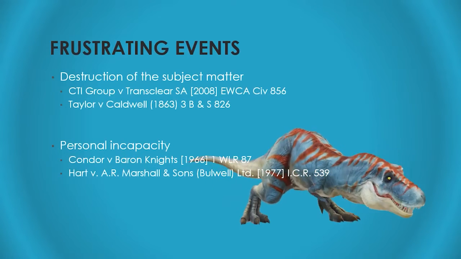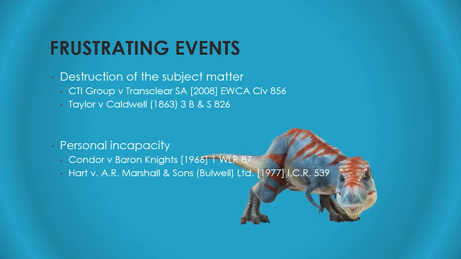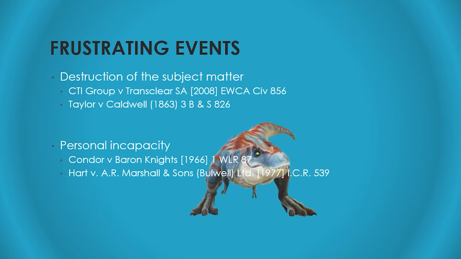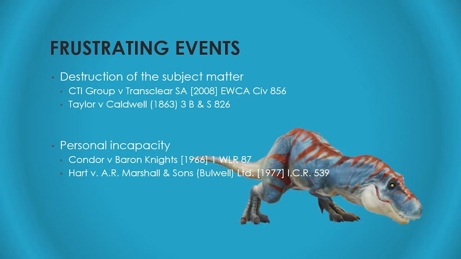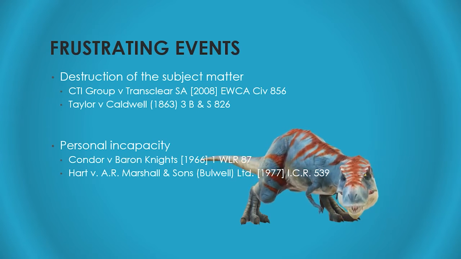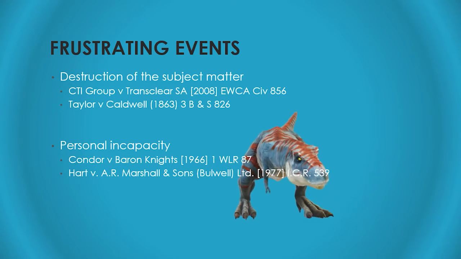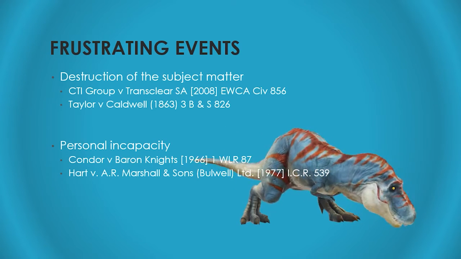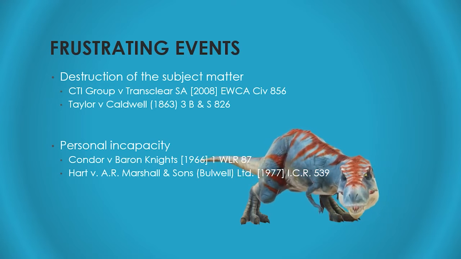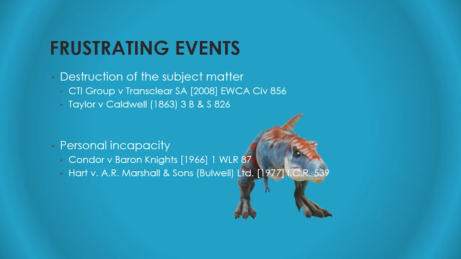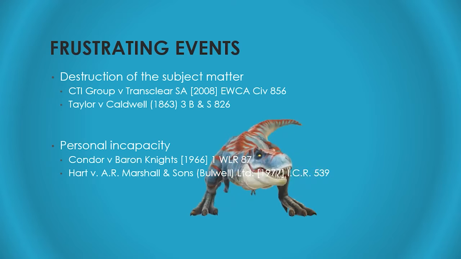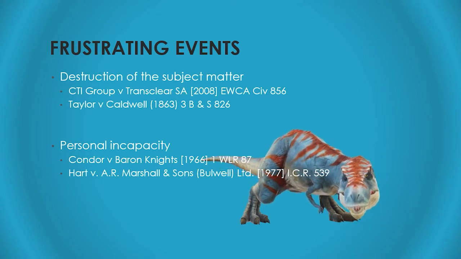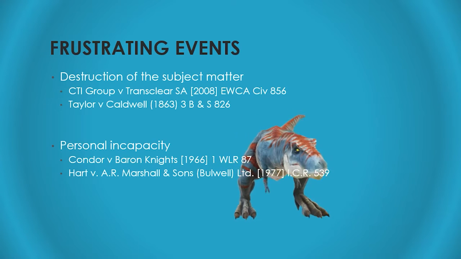Frustrating events. Courts have consistently indicated that the contract will be frustrated only where there is a complete change between what was undertaken in the contract and the circumstances in which it is called upon to be performed. See, for example, CTI Group v. Transclear from 2008. The following types of frustrating events have been noted in the case law: destruction of the subject matter, personal incapacity, non-occurrence of an event or failure of the commercial purpose, effects of war and other government action, and we will now look at them in turn. First, we start with destruction of the subject matter.